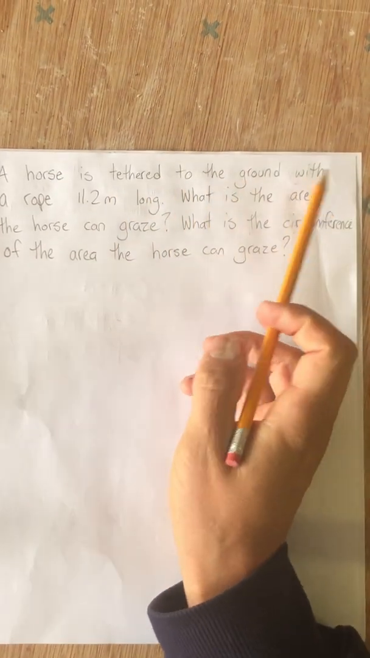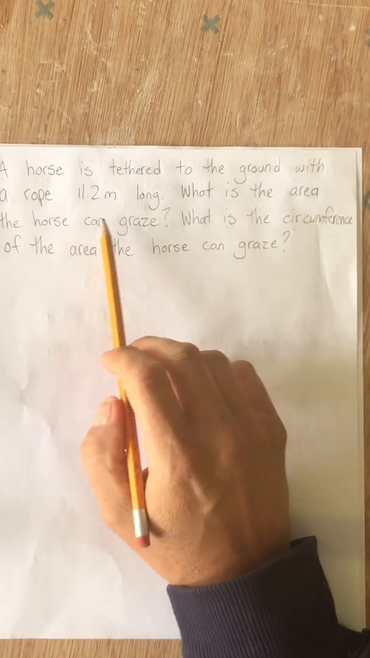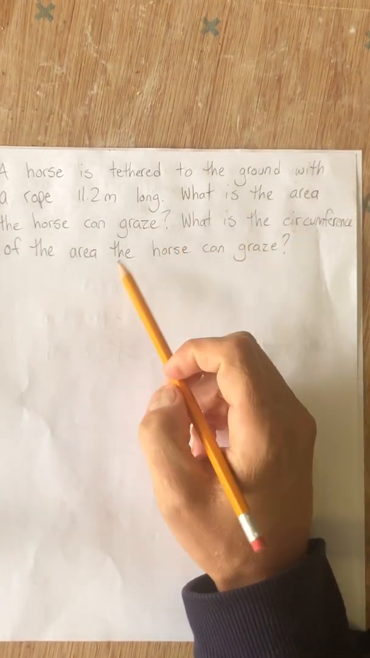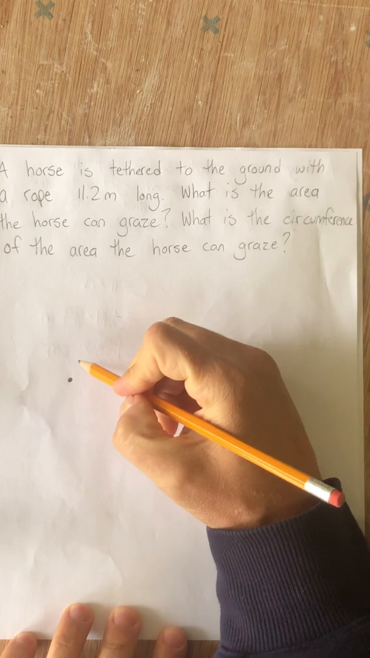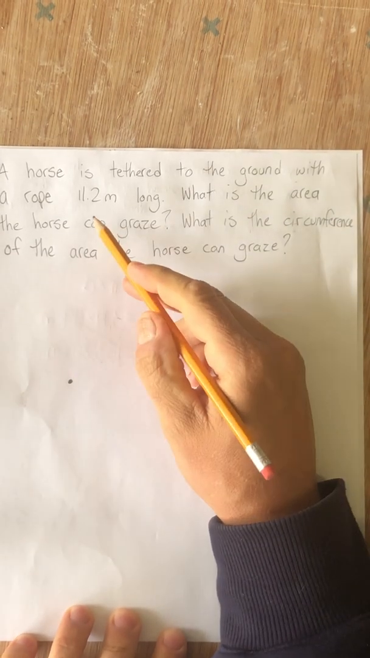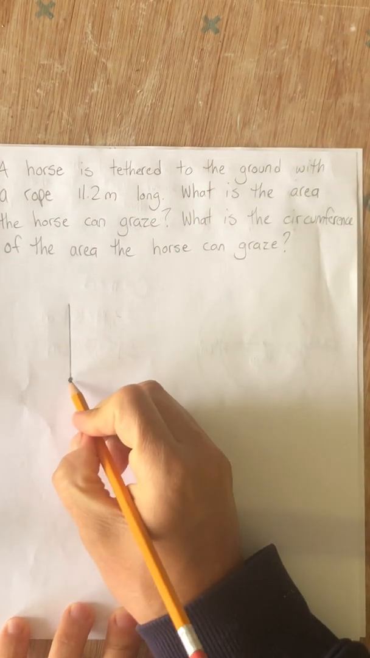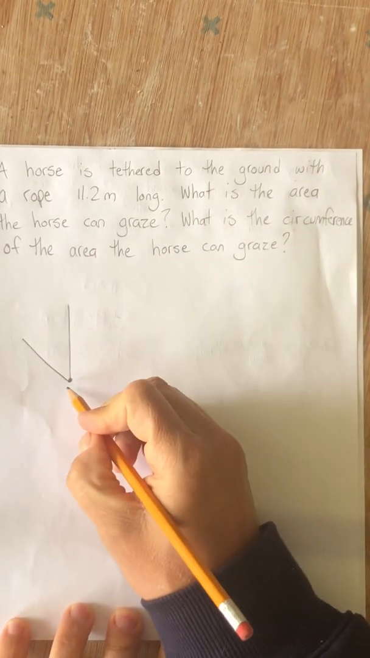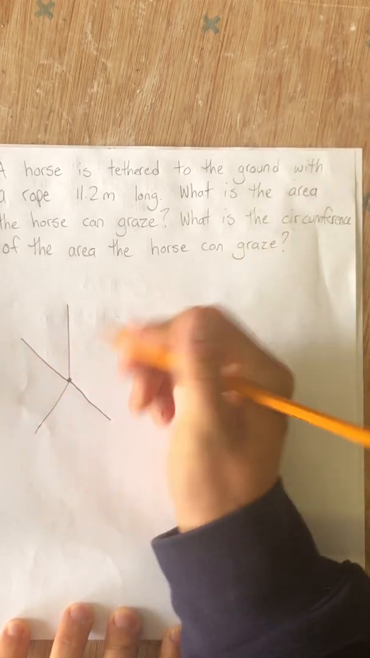Here's our second one. We've seen a question like this before. A horse is tethered to the ground with a rope that's 11.2 meters long. What is the area the horse can graze, and what is the circumference of the area the horse can graze? Okay, so we have a horsey, and it's tethered to the ground in the center here with a rope that's 11.2 meters long. So that means it can go 11.2 meters that way, or that way, or that way, anywhere around.